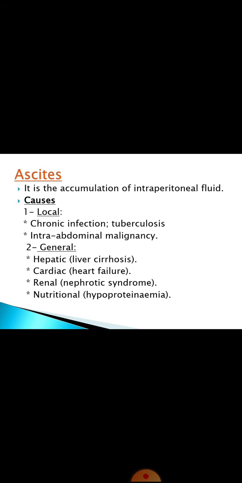Ascites means accumulation of free intraperitoneal fluid. The causes of ascites are either local or general. Local causes include chronic infection, for example tuberculosis, and the presence of intra-abdominal malignancy. General causes of ascites are either hepatic, cardiac, renal, or nutritional.